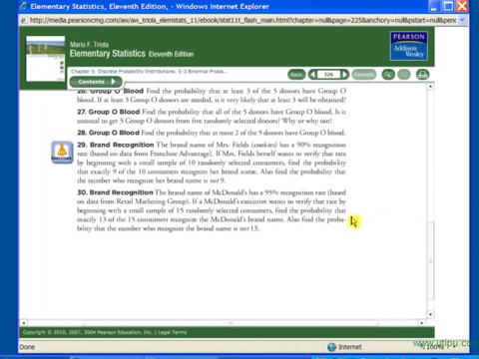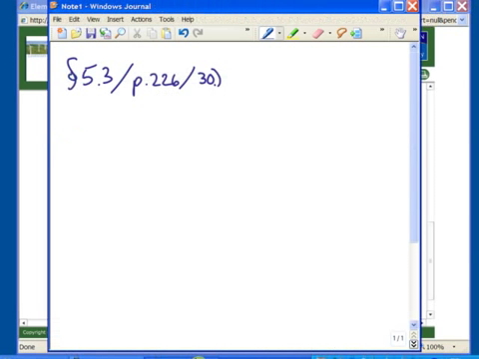So let's first take a look at it. It says the brand name of McDonald's has a 95% recognition rate. If a McDonald's executive wants to verify the rate by beginning with a small sample of 15 randomly selected customers, find the probability that exactly 13 of the 15 customers recognize the McDonald's brand name. And then it says also find the probability that the number who recognize the brand name is not 13. So we'll call that part A and part B as we go along here.